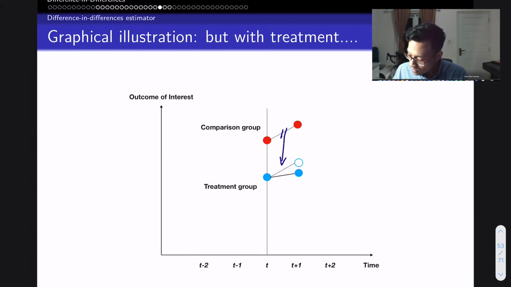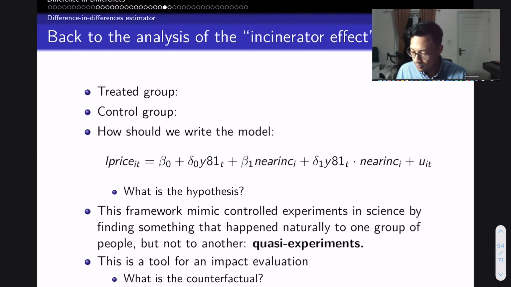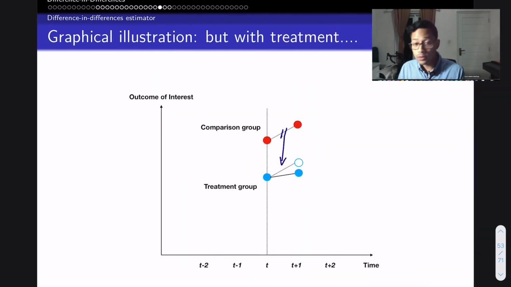Okay, so the difference in differences is going to provide you with an estimate of the impact, and the estimate of the impact is going to be the actual outcome that we observe after the implementation of the program minus the counterfactual, which is this. This is going to be the estimated impact with the DID framework.